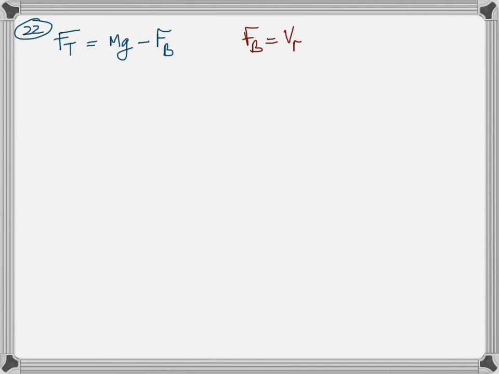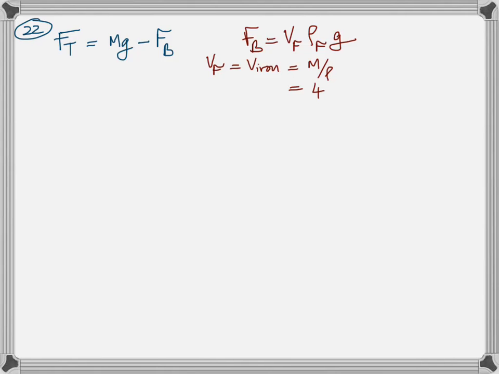Volume of the fluid times density of the fluid times G. That's on your formula chart. Buoyant force is always volume of the fluid displaced times density of the fluid times G. And in this case, the volume of the fluid will be the volume of the iron. Why? Because the whole thing is underwater, isn't it? And how do you find the volume of the iron?